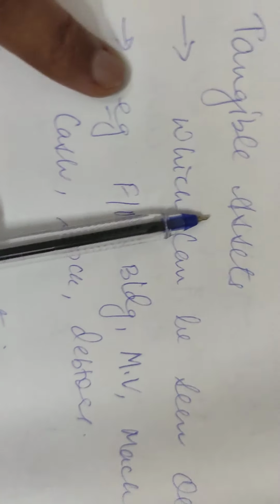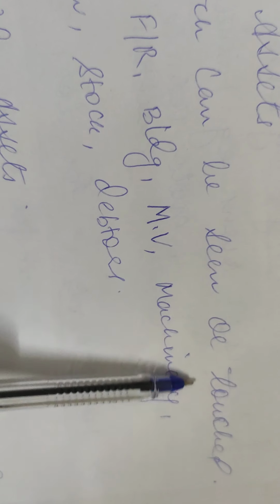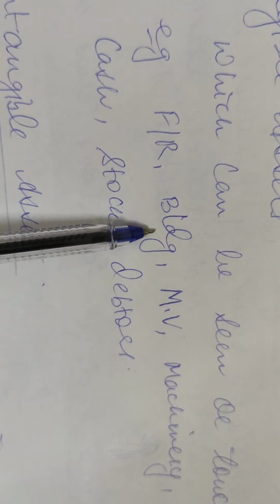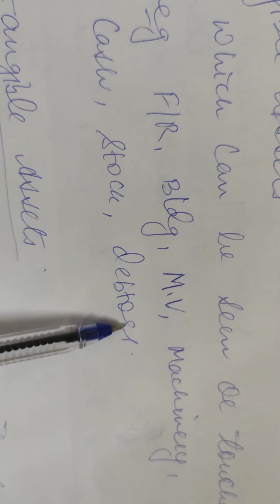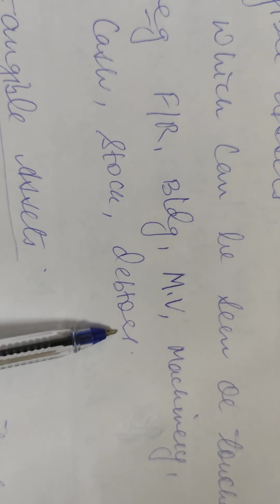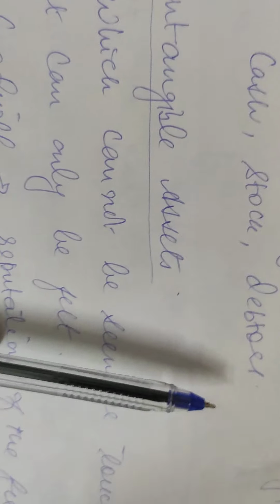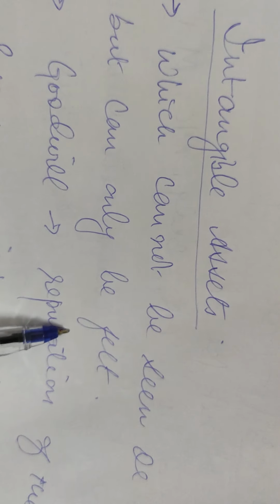The next type is tangible assets. Tangible assets are those assets which can be seen or touched. Example, we can see furniture, we can see building, we can touch motor vehicle, machinery, cash, stock, debtors, bills receivable, everything can be seen and touched. Intangible assets cannot be seen or touched but can only be felt.